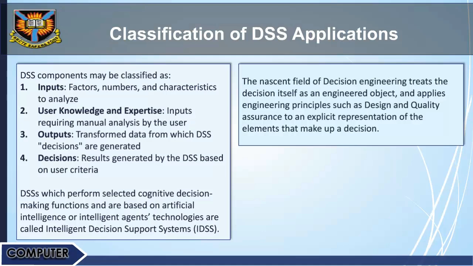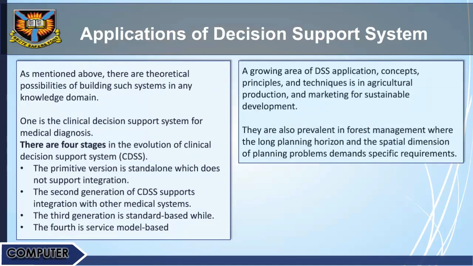DSS which perform selected cognitive decision-making functions and are based on artificial intelligence or intelligent agent technologies are called Intelligent Decision Support Systems, IDSS. The nascent field of decision engineering treats the decision itself as an engineered object and applies engineering principles such as design and quality assurance to an explicit representation of the elements that make up a decision.